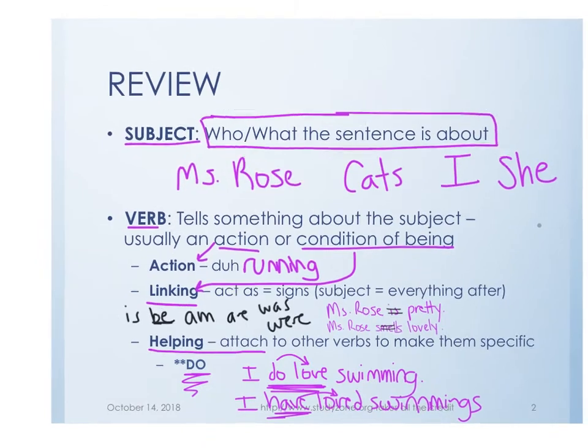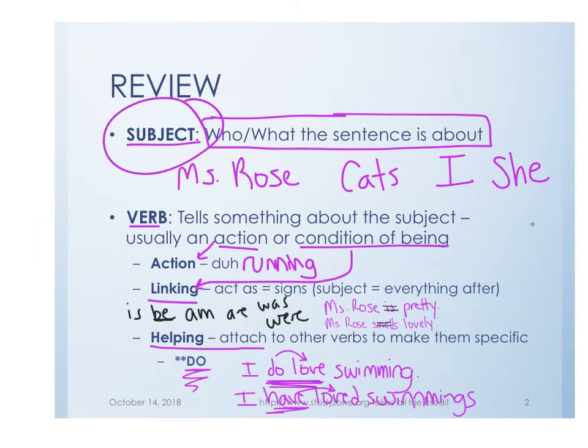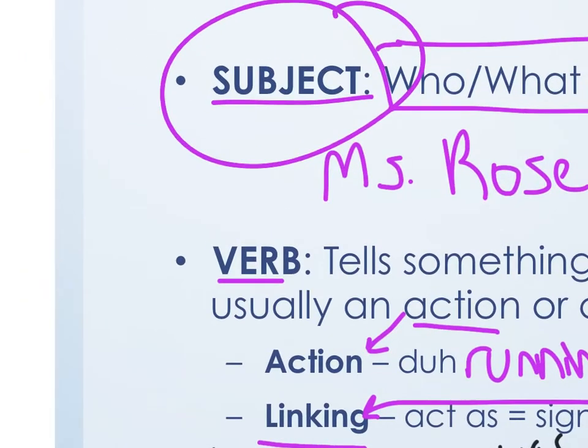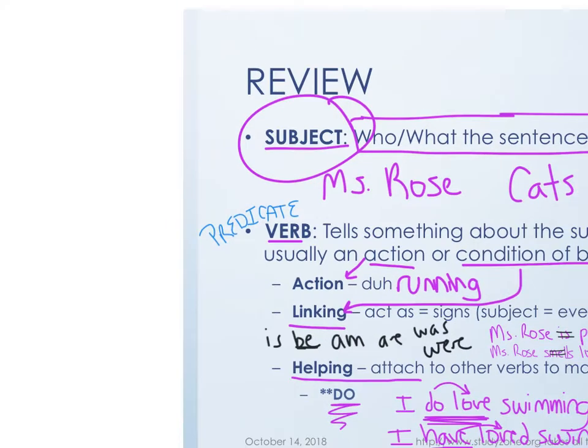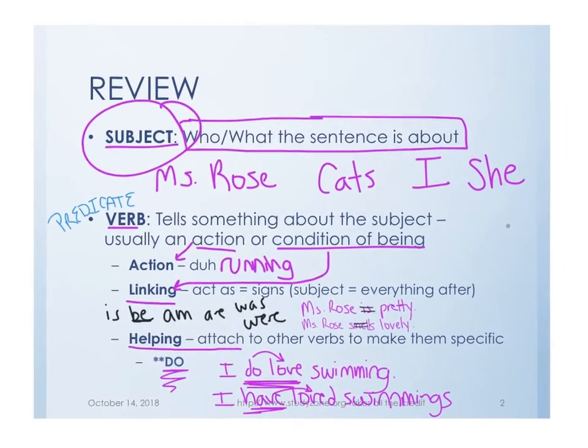So when you see the word subject, it's almost always going to be called a subject. But another word for a verb is predicate. You might see the word predicate somewhere as well.